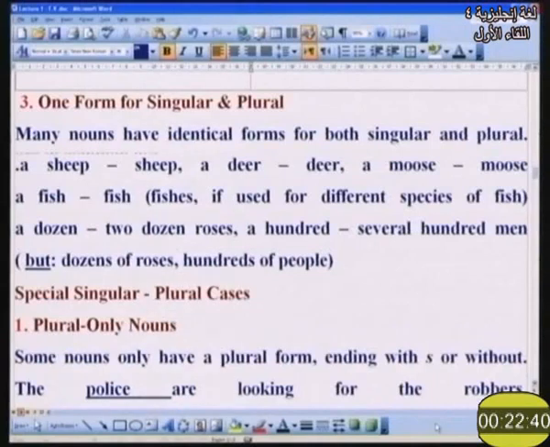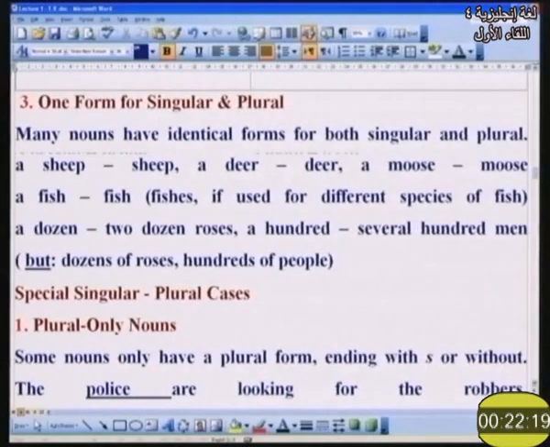Another type is what he calls one form for singular and plural. Many nouns have identical forms for both singular and plural. Sometimes you say a so and so, and then the plural is not formed with an S, but it is the same form, the same spelling, and the same pronunciation. For example, you say a sheep, sheep, خروف, one sheep and 3 sheep without an S.